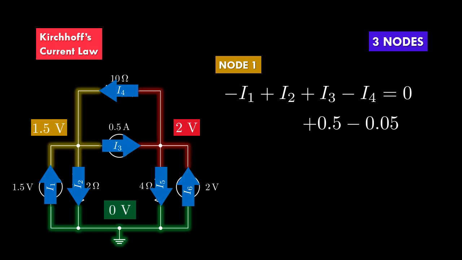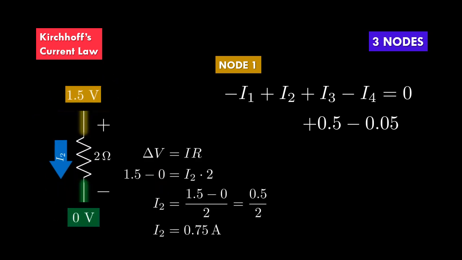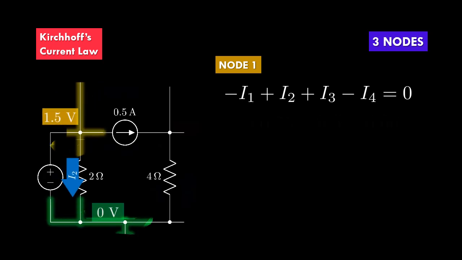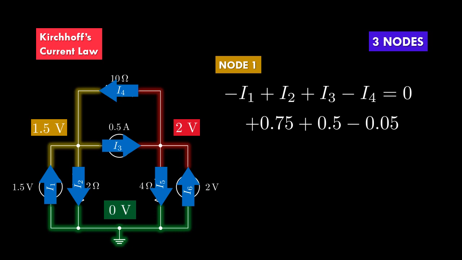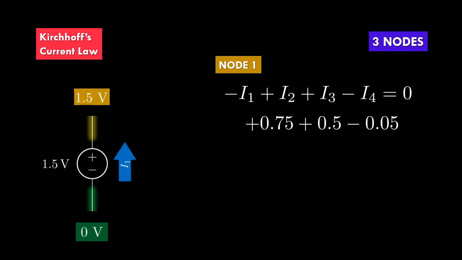Similarly, we can figure out the current from the 2 ohm resistance. We have I2 equals 0.75 amperes. Now for I1. Up until now, we have used component equations to figure out what the current would be. Let's see if we can use the component equation for that 1.5 volt voltage source to figure out the current I1.